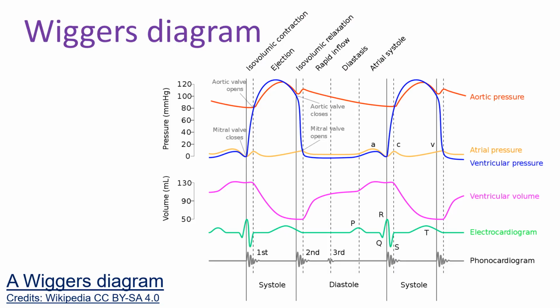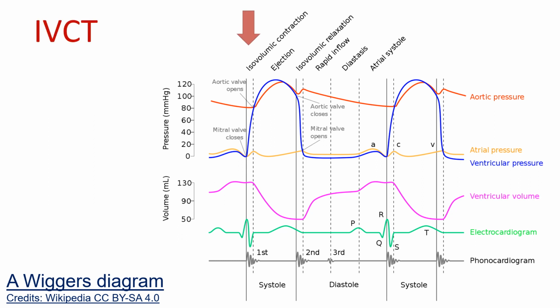Phases of the cardiac cycle are classically described in relation to the Wiggers diagram, which incorporates drawings of phonocardiogram, ECG and pressure tracings of the atrium, ventricle and aorta, as well as ventricular volume curve. The diagram has been in use for over a century, with initial publication by Carl Wiggers in 1915.